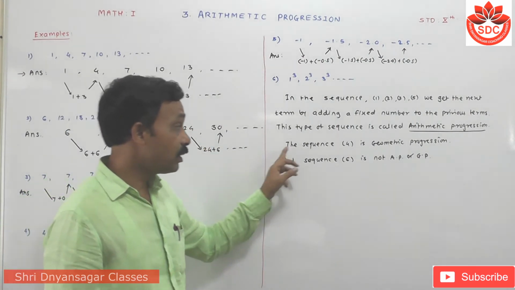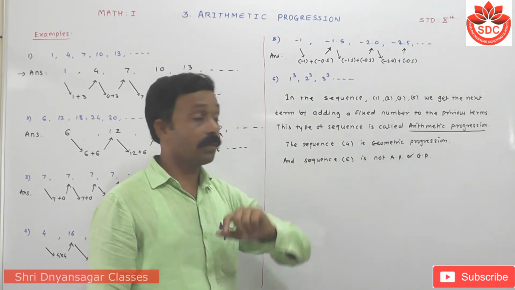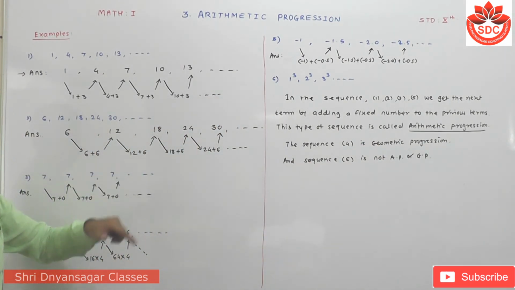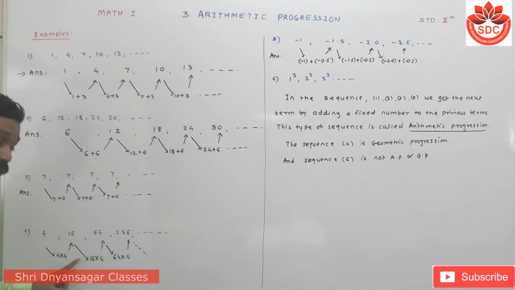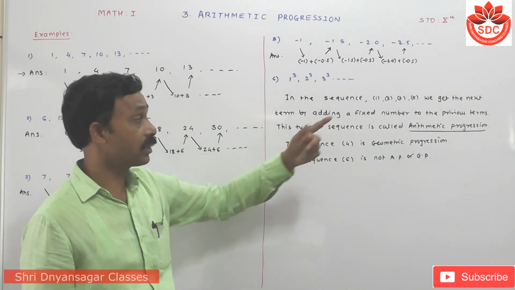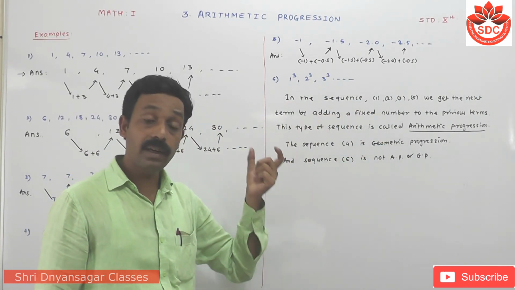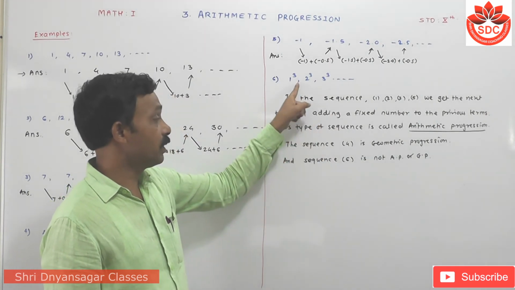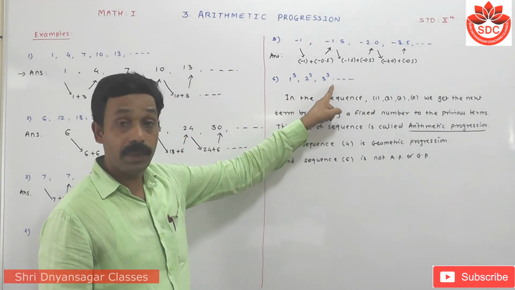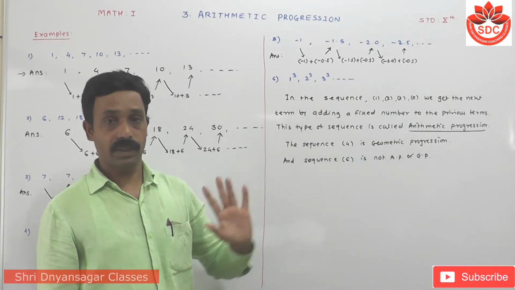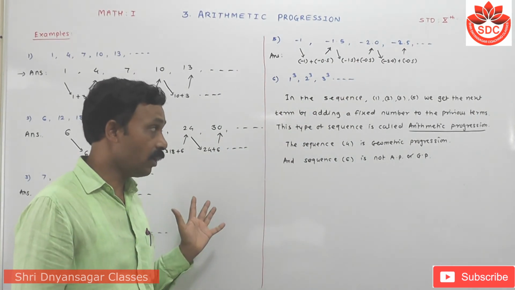Then the first term is called A, and the common difference between these two terms is D. Now sequence 4 is a geometric progression because there is an increase by multiplication. Then it is called geometric progression. But our chapter is arithmetic progression. Hence we discuss the numbers only in arithmetic progression. Then look at the sequence, which is neither AP nor GP. Now, can you understand all these examples?